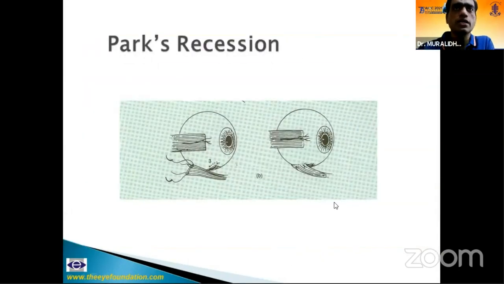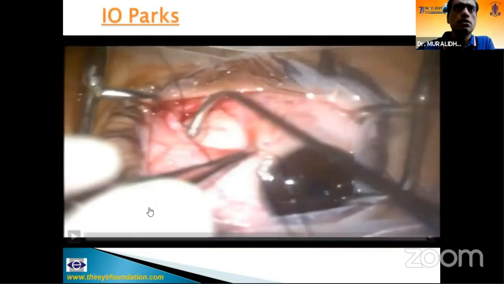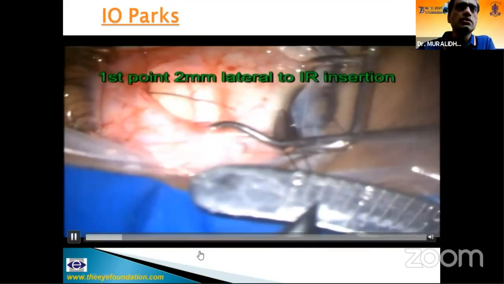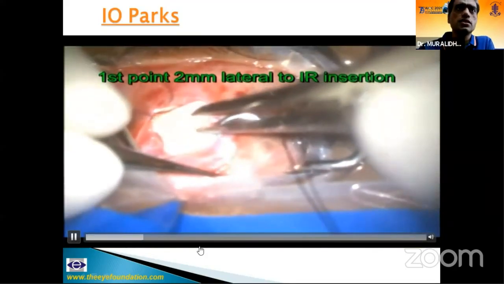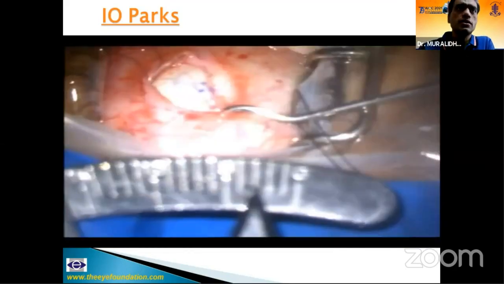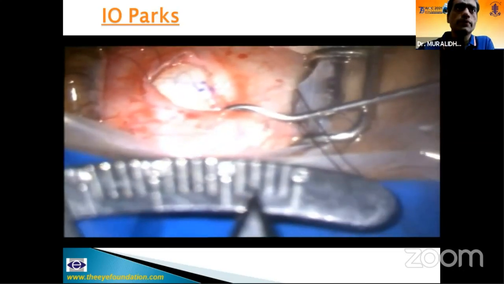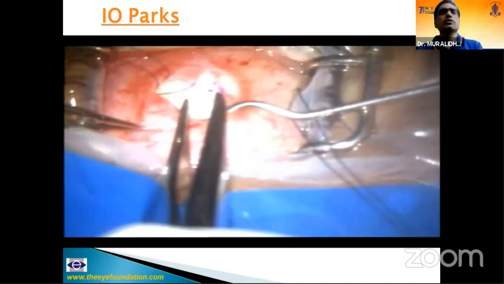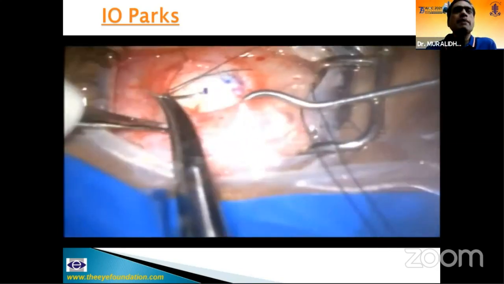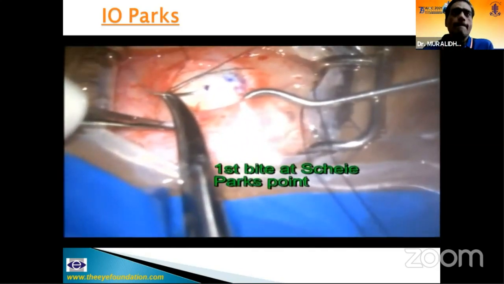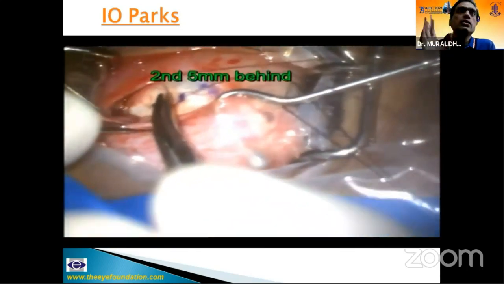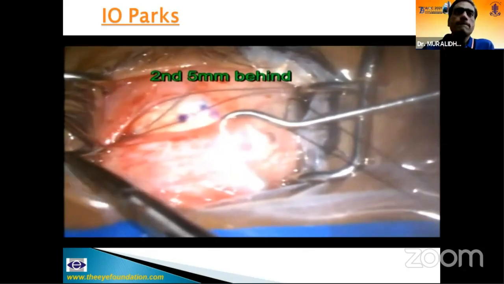So Parks' recession, again from Sir's book. You can do it if there is a little bit of DVD there. First is 2 mm lateral, and the second is 3 mm posterior. The ski Parks' point. And after you do that, the next bite is 5 mm posterior. Again, you need to take all precautions so that you are able to see the needle all along.